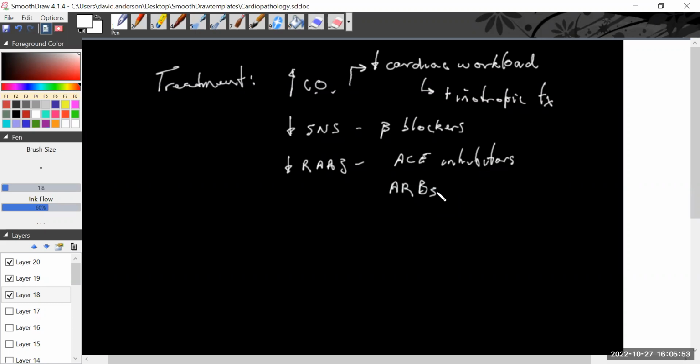Okay, so we're trying to reduce workload on the heart, reduce the compensation mechanisms because they represent an increase in workload on the heart. So digitalis was our example. It improved contractility in the individual myocytes without increasing cardiac workload.